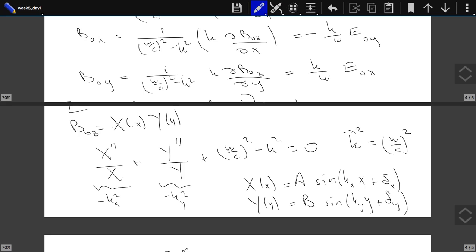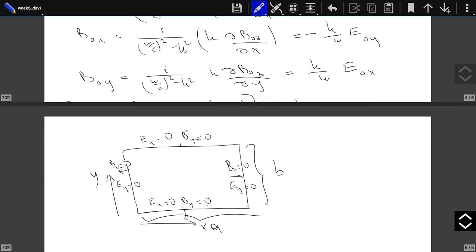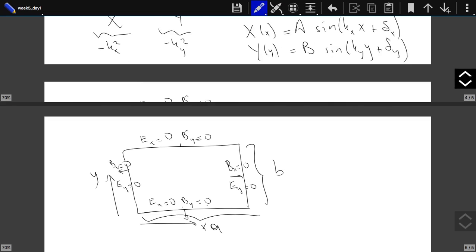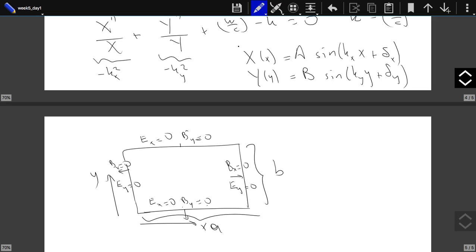And my boundary conditions are these. At the top boundary, Ex should be 0 or By should be 0. Similarly, at the bottom boundary, meaning parallel to the x-axis. On the sides, Bx and Ey should be 0. Those are my boundary conditions that I have to impose to my solutions in the separation of variables. You see, in these solutions, I can determine the possible values of A, B, Kx, Ky, delta x, and delta y by imposing these 4 boundary conditions.